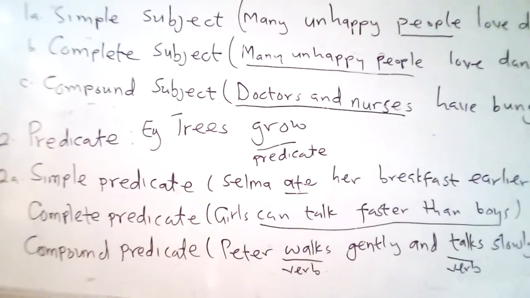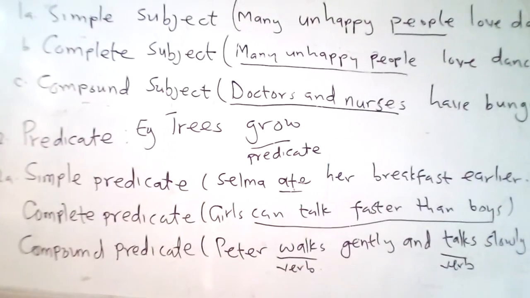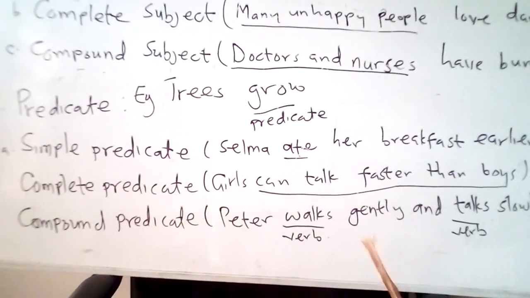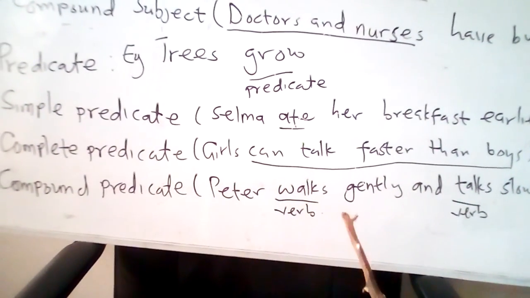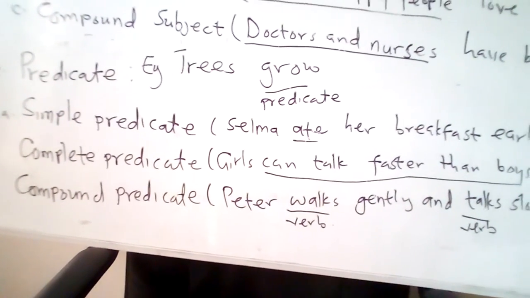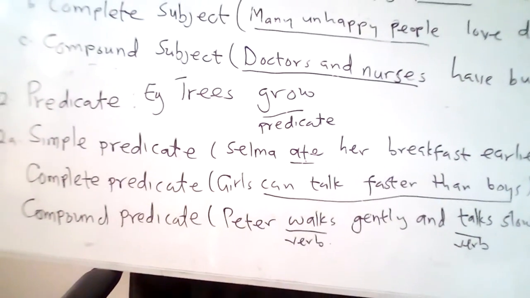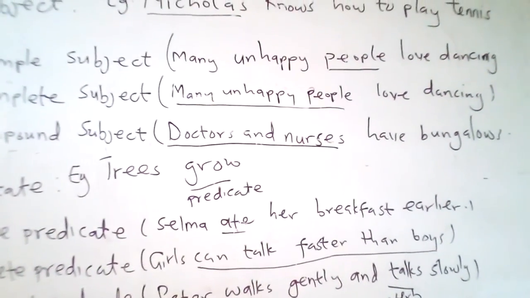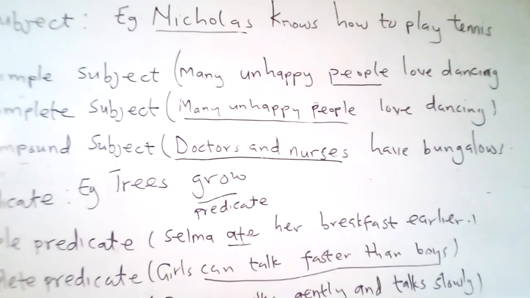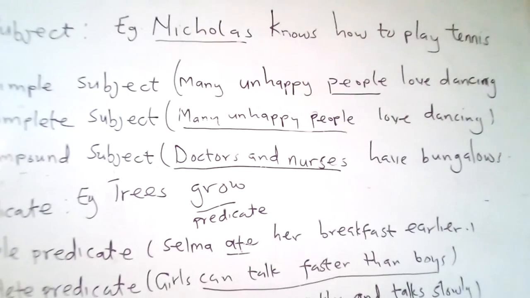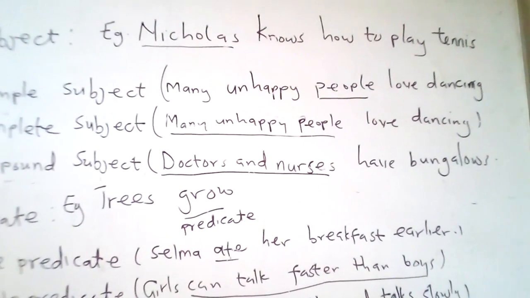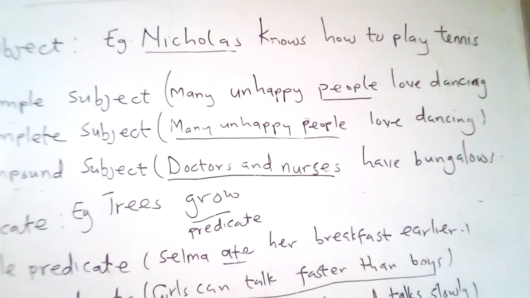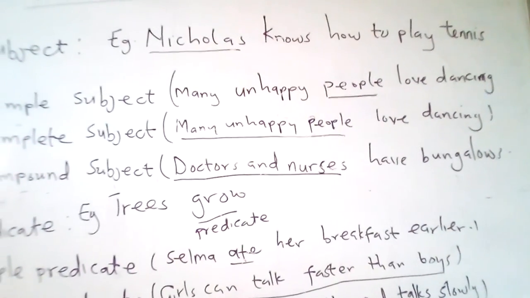And a compound predicate is composed of two or more simple predicates or verbs. For example, Peter walks gently and talks slowly. Walks is a verb. Talks is a verb. Note that a sentence may have a compound subject and a compound predicate. For example, both Samson and Johnson love and care for people. Samson is a noun and Johnson is a noun. When you join them with and, you have a compound subject. Love and care are the verbs. If you join them using a conjunction, which is and, you get a compound predicate.